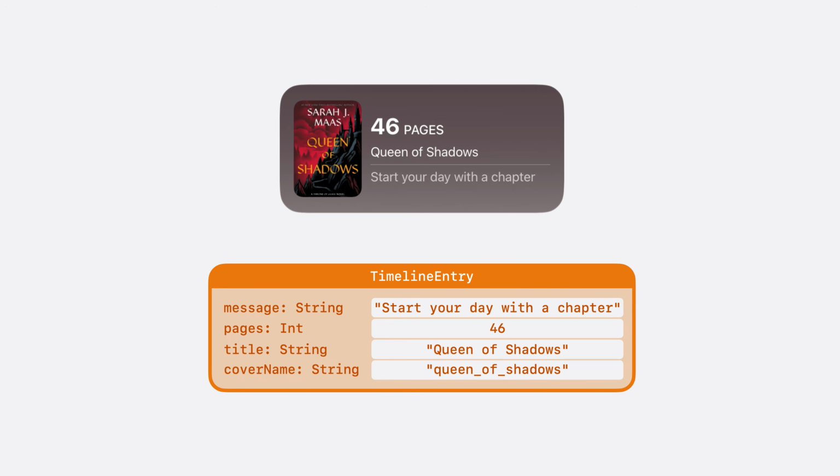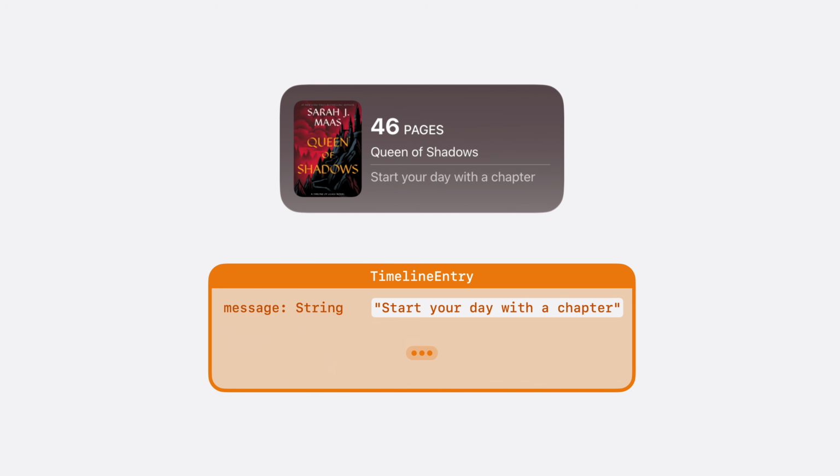The timeline entry for the Reading Goals widget has all the information the widget needs to render this view: the motivational message, pages read, title, and cover name. Most of this data will be the same for this widget, except for the motivational message. The message updates at various times throughout the day. As I begin discussing the timelines, I'm going to only show the message that will be changing over time.